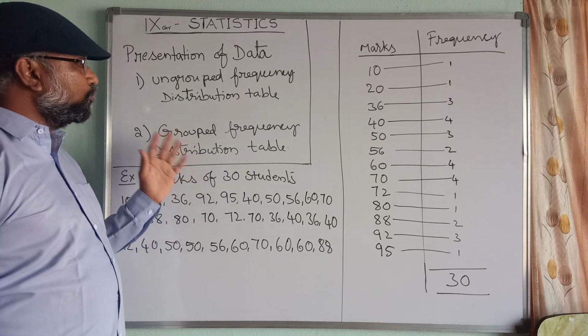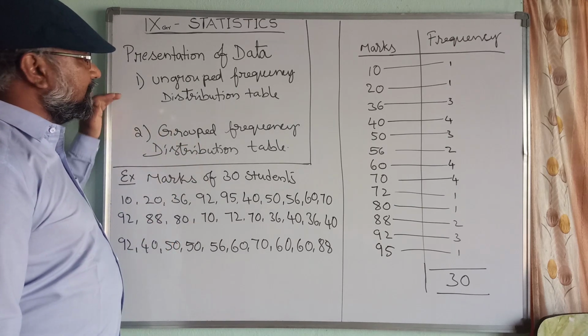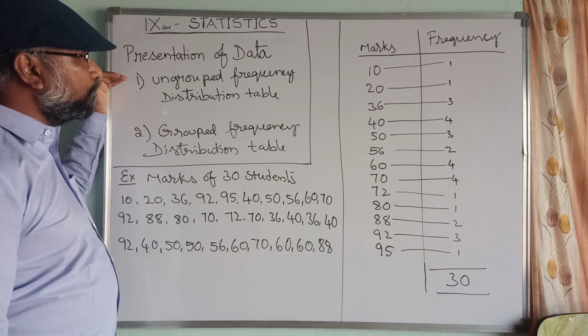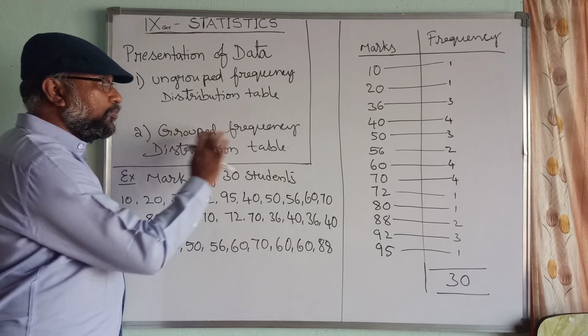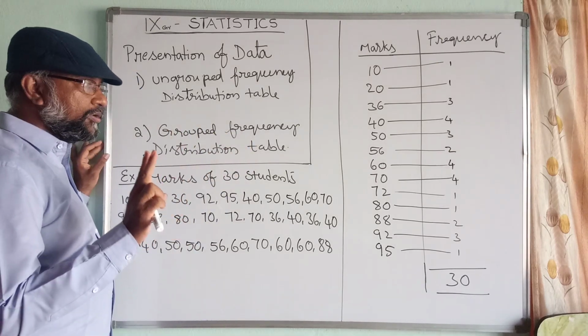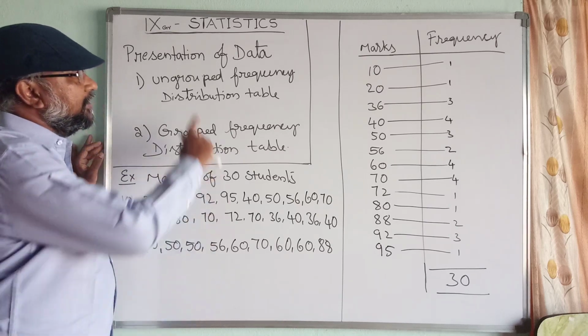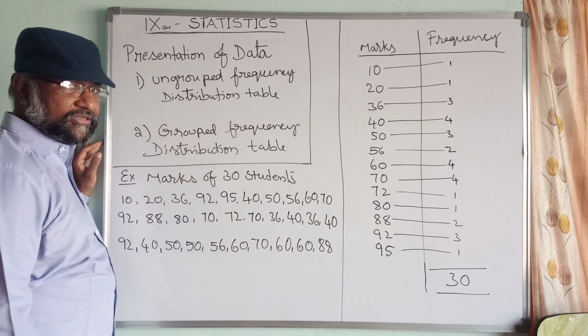Now, there is grouped data and ungrouped data. The first one is the ungrouped frequency distribution table. The second one is the grouped frequency distribution table. These are the two distribution tables: the first one is ungrouped, the second one is grouped frequency.